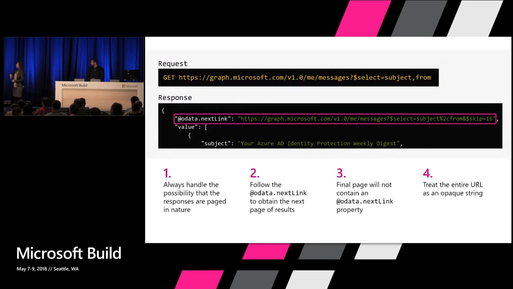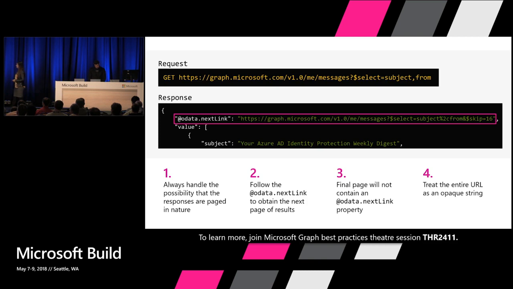So here's an example. We're calling into the messages resource, and what we get here is an OData next link that shows us the next page. Now, these next links are completely opaque. You should not take any dependency on them. You just follow the link, and it will take you to the next pages until there are no more.